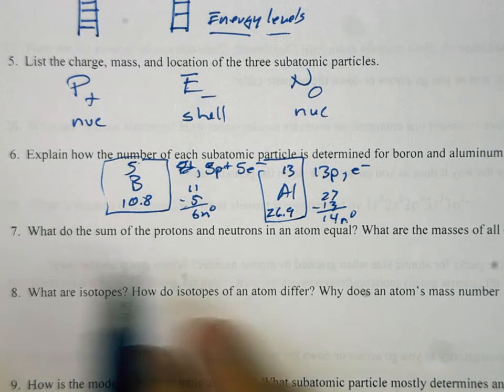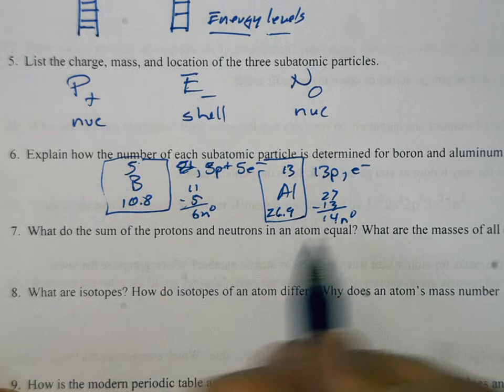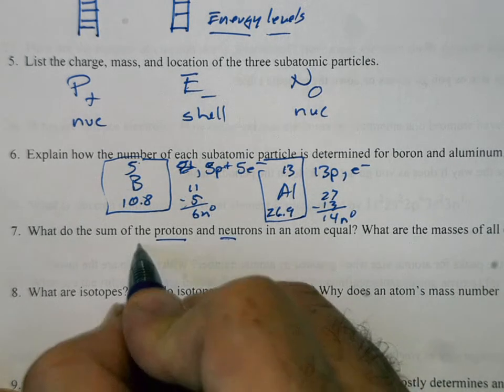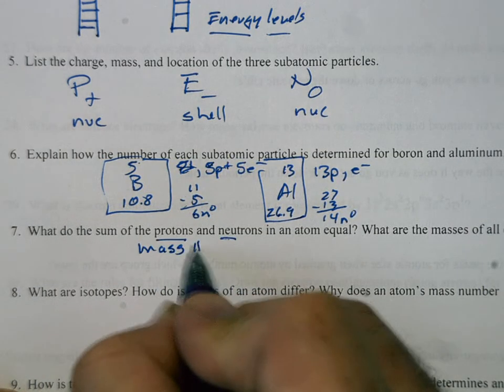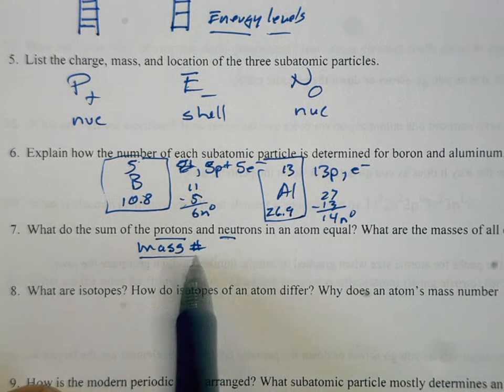Let's see, what do the sum of protons and neutrons in an atom equal? Well, if you take a look at a specific atom, the sum of protons and neutrons is the mass number. It's specific, like your weight is different from everybody else's weight. Different atoms have a specific mass. Different isotopes of atoms have a specific mass.